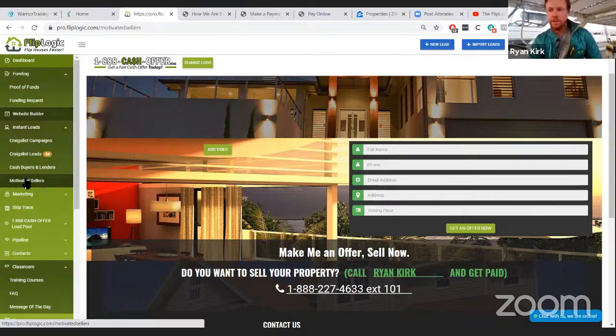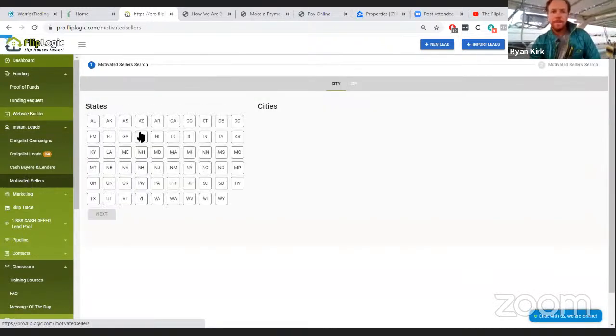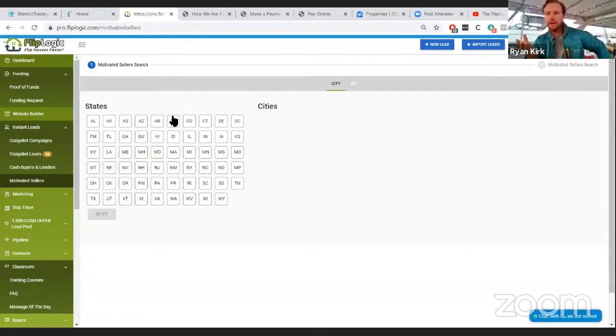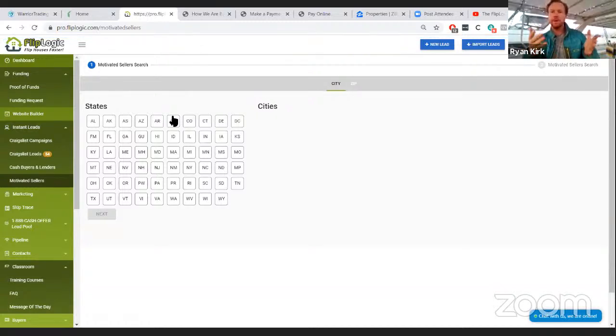Our motivated sellers. So you can build... I mean, this is where the money is. This is where the big margins are. It's not on finding deals on the MLS. It's about finding deals that are off market. It's always about off market, right? That's where the exciting stuff is.